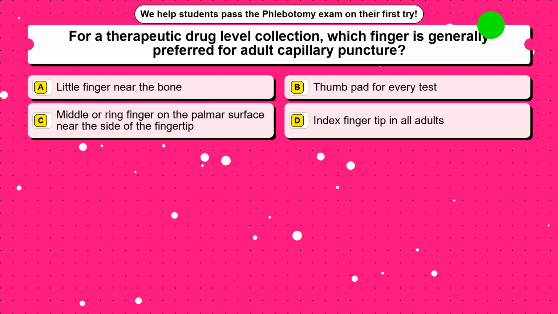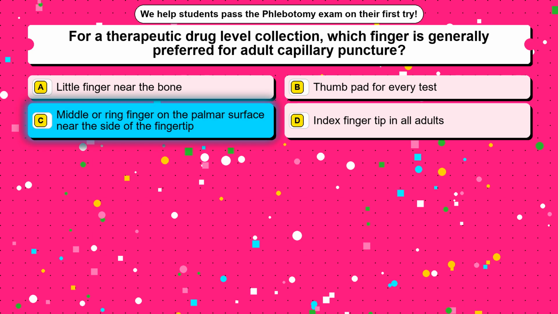Question 77. For a therapeutic drug level collection, which finger is generally preferred for adult capillary puncture? Option A. Little finger near the bone. Option B. Thumb pad for every test. Option C. Middle or ring finger on the palmar surface near the side of the fingertip. Option D. Index fingertip in all adults.